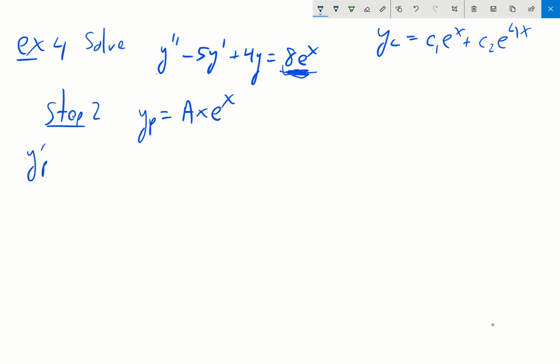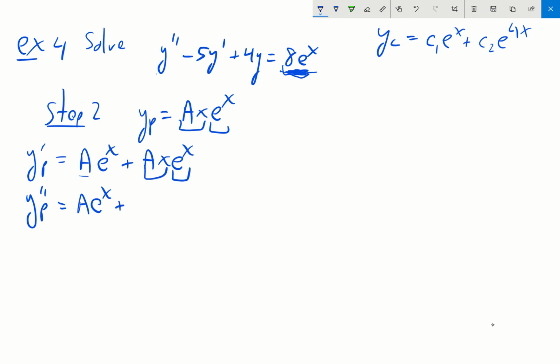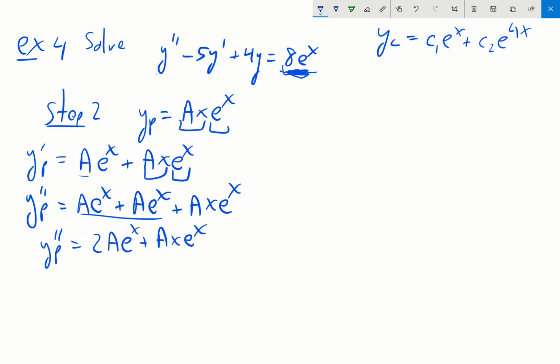So if we calculate y p prime, again, this is going to be a product rule. It's a e to the x plus a x e to the x. Y double prime of p, the derivative of this is just going to be a e to the x plus, here we have another product rule, a e to the x plus a x e to the x, which we just combine like terms. That's 2a e to the x plus a x e to the x.